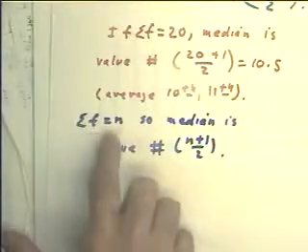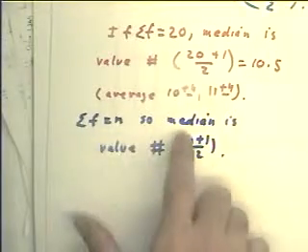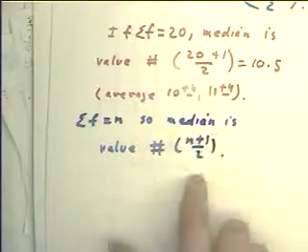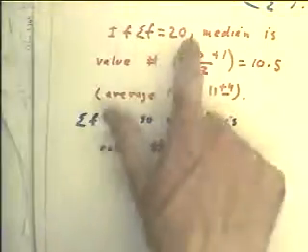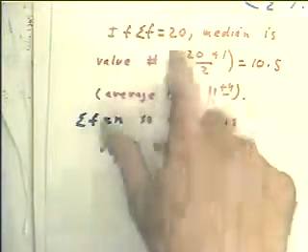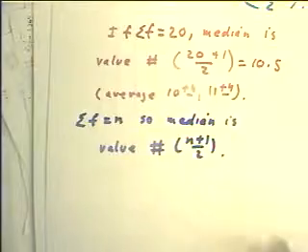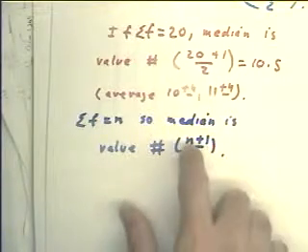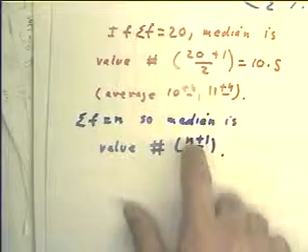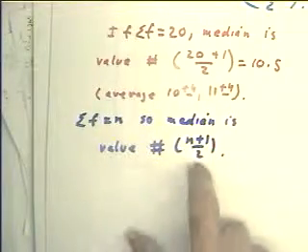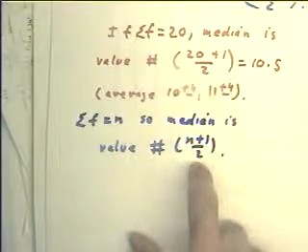The sum of the frequencies is n, so we could say that the median is value number n plus 1 over 2. In other words, in this calculation, n was 20. The sum of the frequencies is just n, the total number of data points or total number of occurrences. And you add 1 to that because you're averaging the position of the last one with the position of the first one, and it gives you the position of the median.